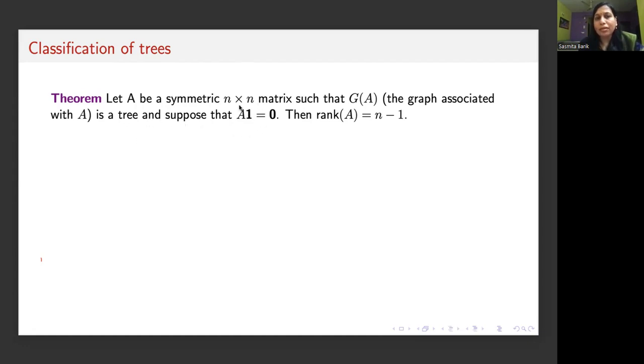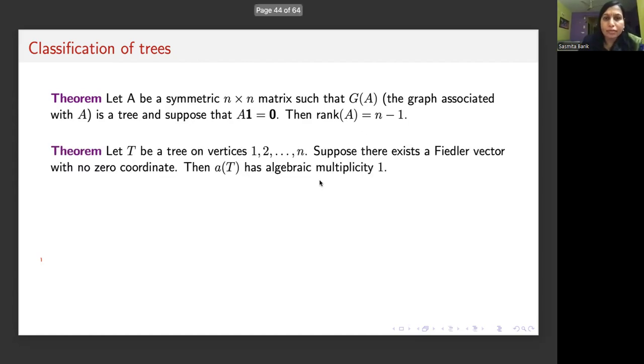And suppose that this happens, that all row sums are 0. Then your rank will be n minus 1. I'll use this to prove that if you are given a tree and there exists a Fiedler vector with no zero coordinate, then your algebraic connectivity must be of multiplicity 1. So there exists only one Fiedler vector, meaning the algebraic connectivity has multiplicity 1.